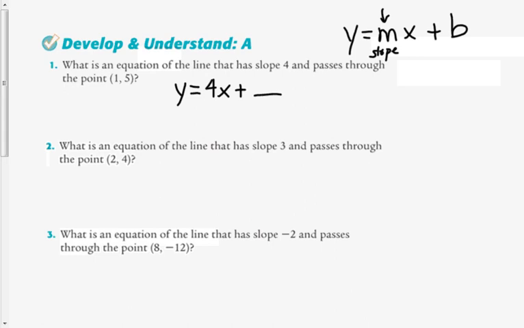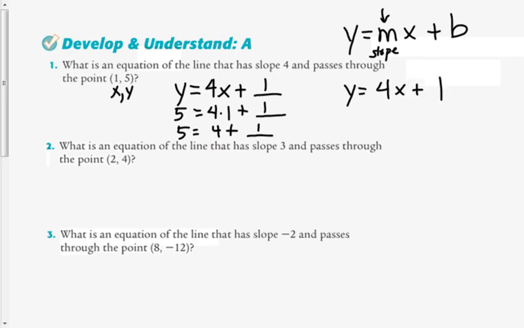And one way we can figure out what we need to add is, when I'm given a point, I'm given an x and a y value. And x is 1 and y is 5. So if I take 4 times 1, the x value, substituting 1 for x, plus my missing number in my equation, I should get the y value, which is 5. And just simplifying that a little, 4 times 1 is 4. So 4 plus what equals 5? And obviously that's 1. So that means that my constant term in my equation is 1. And that's how you can find the equation. y equals 4x plus 1.